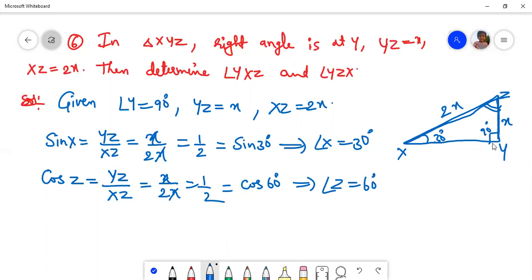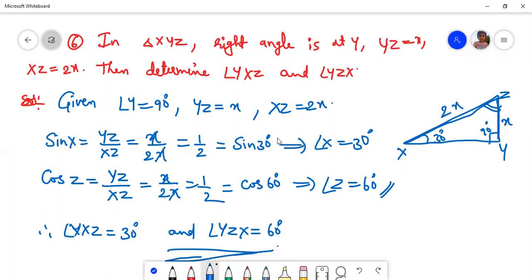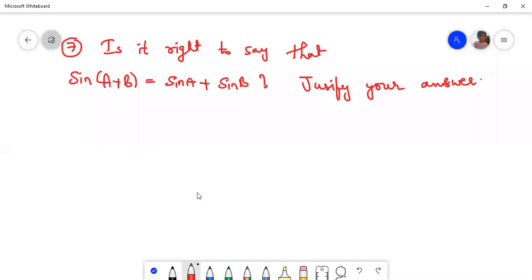And we know the sum of the angles of the triangle is 180. One is 90, another one is 30, the third one is 60. Here also we got the 60 degrees. So it's correct. Therefore, angle YXZ is equal to 30 degrees and angle YZX equal to 60 degrees. So from the given conditions, we have to find out the angles by the given ratios.